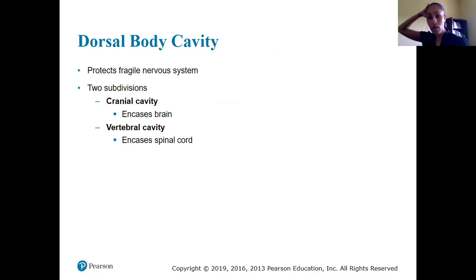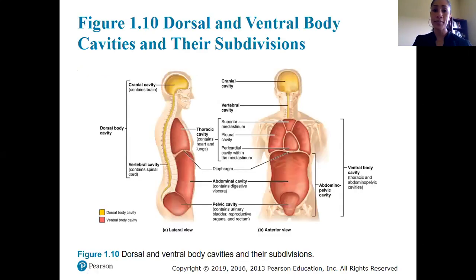So we have the cranial cavity that will enclose the brain, and then we have the vertebral cavity that will enclose the spinal cord. And so we have the dorsal body cavity here, and then the two body cavities that are inclusive of the dorsal body cavity include the cranial cavity containing the brain and the vertebral cavity containing the spinal cord.